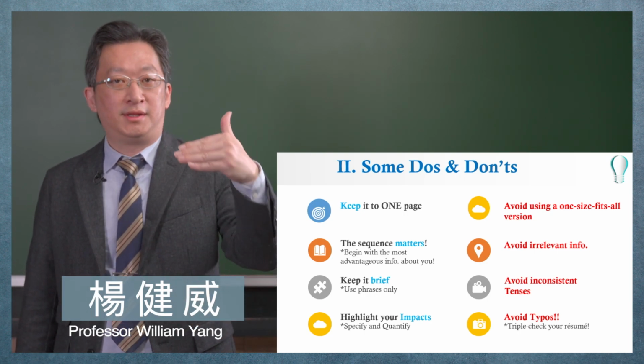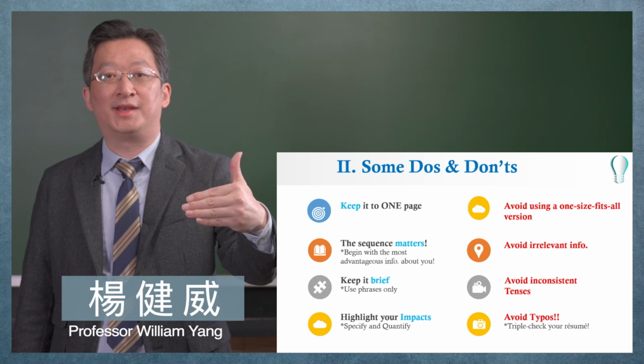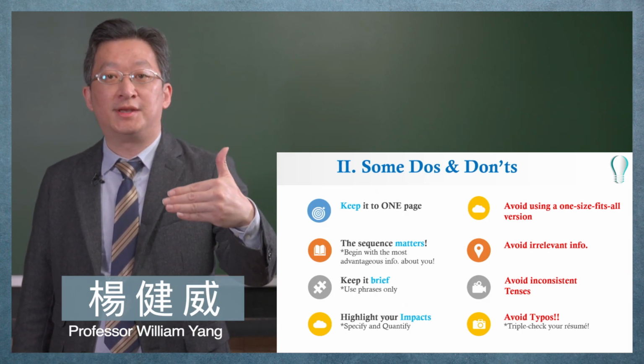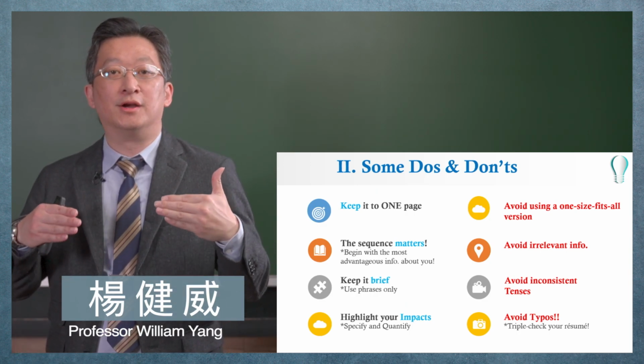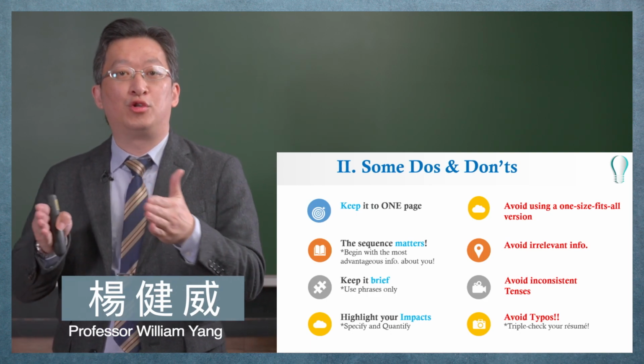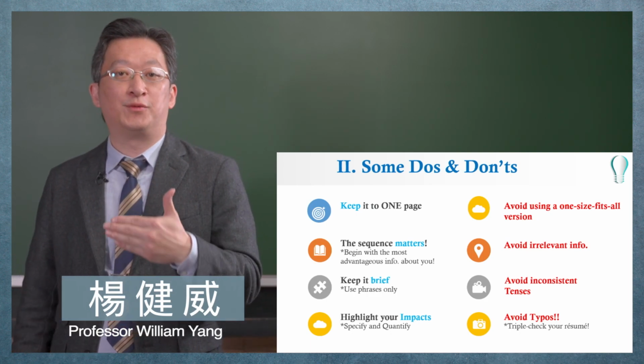Now, the third don't, you want to avoid inconsistent tenses, especially when you use the verbs. We tend to use the past tense when describing past experiences, and we use the present progressive tense when describing ongoing experiences. So you don't want to jump between different tenses to confuse the readers.